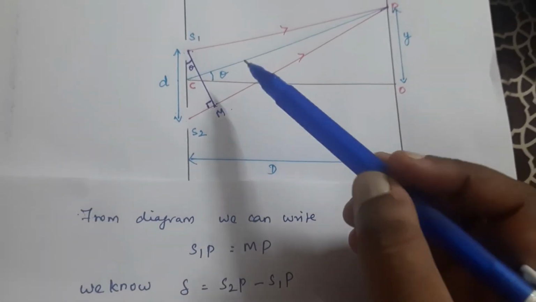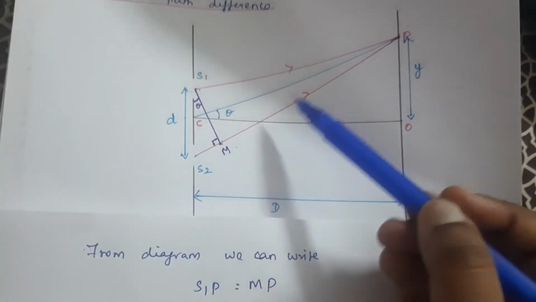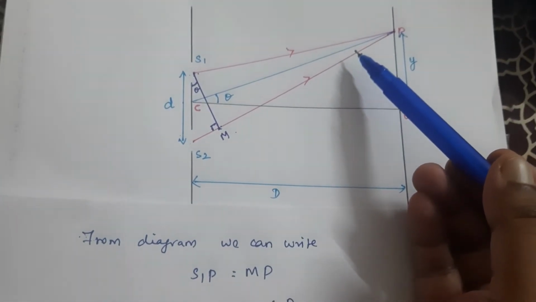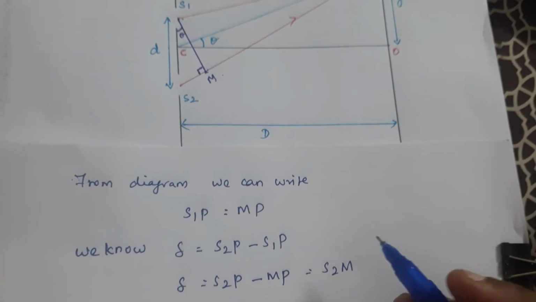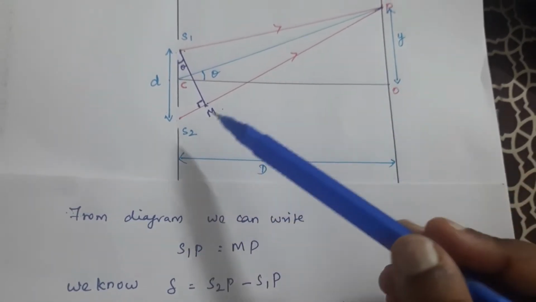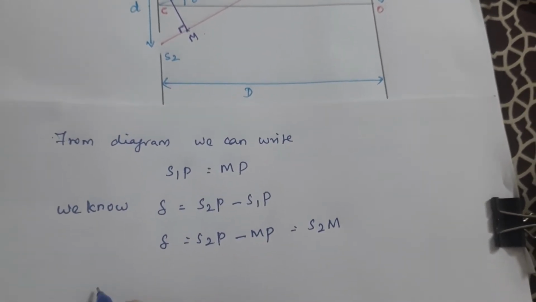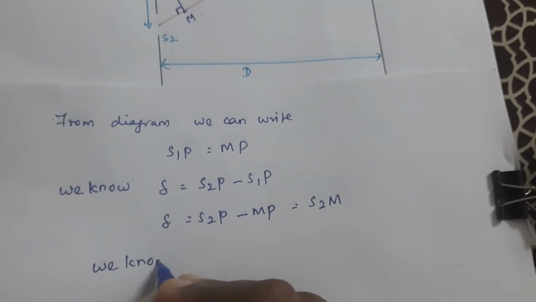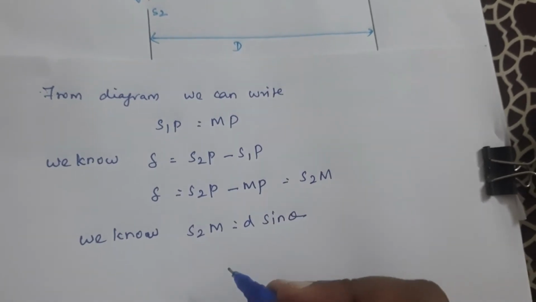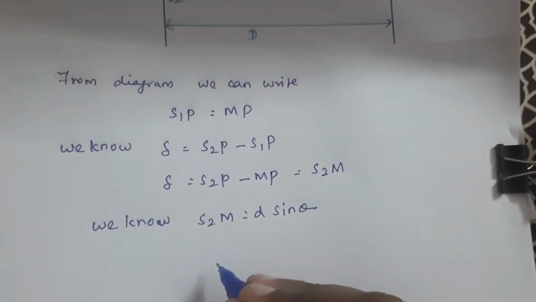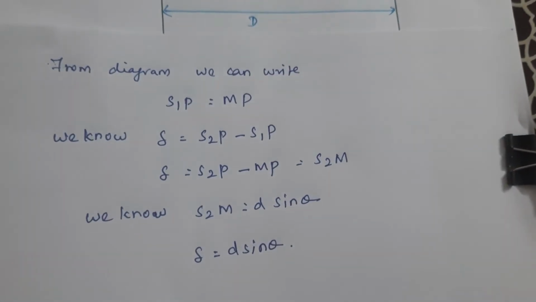So what is S2P minus MP from the diagram? That is S2M. From the diagram only we are writing, S2P minus MP is S2M. Now, we derived that S2M is equal to d sin theta. This is what we have found out. So delta is equal to d sin theta.